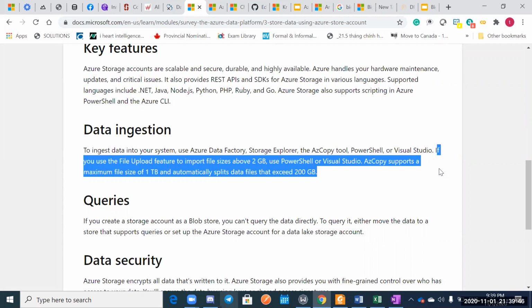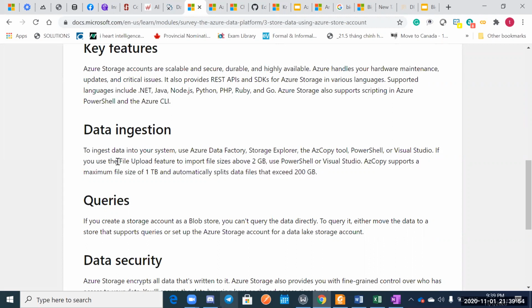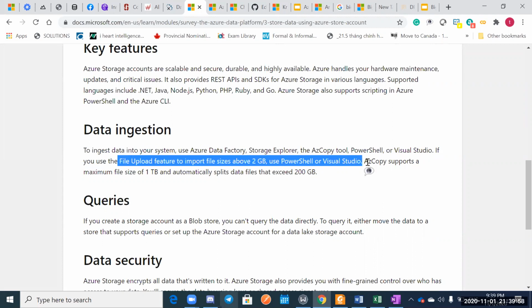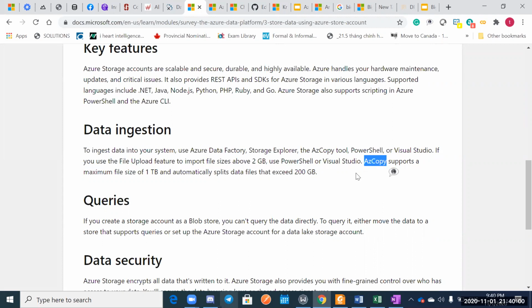In here, they highlight that if you import a file that's 2 GB, then you need to use the file upload feature on PowerShell and Visual Studio. And AzCopy supports the maximum size of transfer with 1 TB of data, which is automatically split into 200 gigabyte chunks. So that's it for the data ingestion.